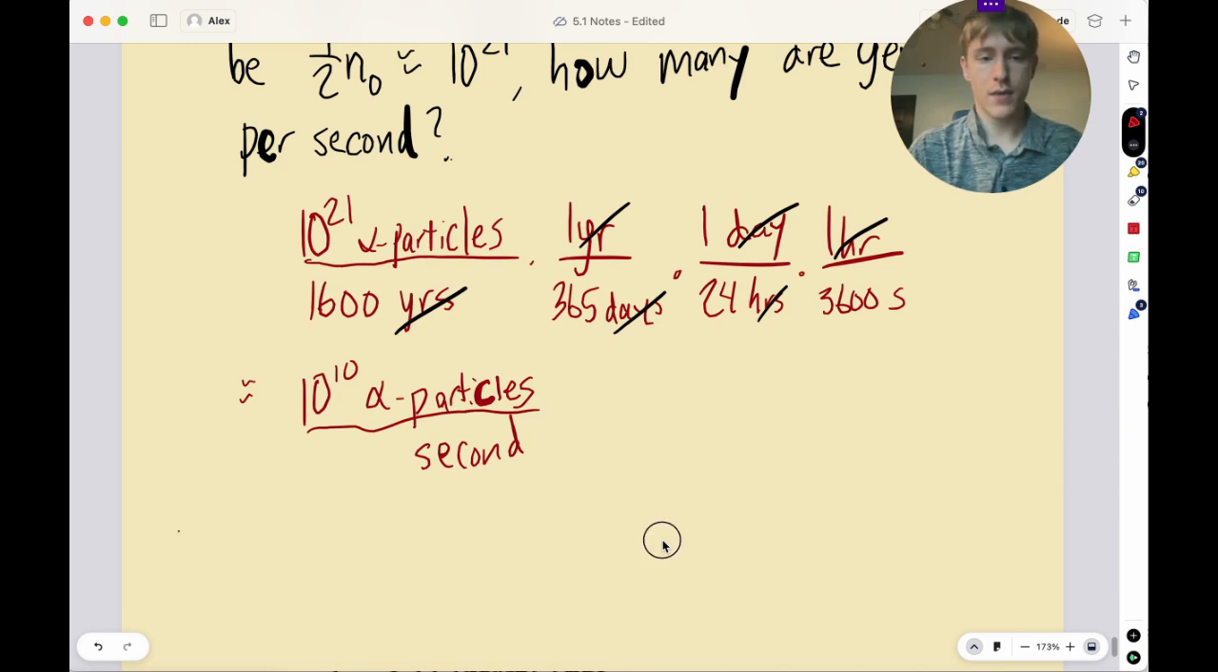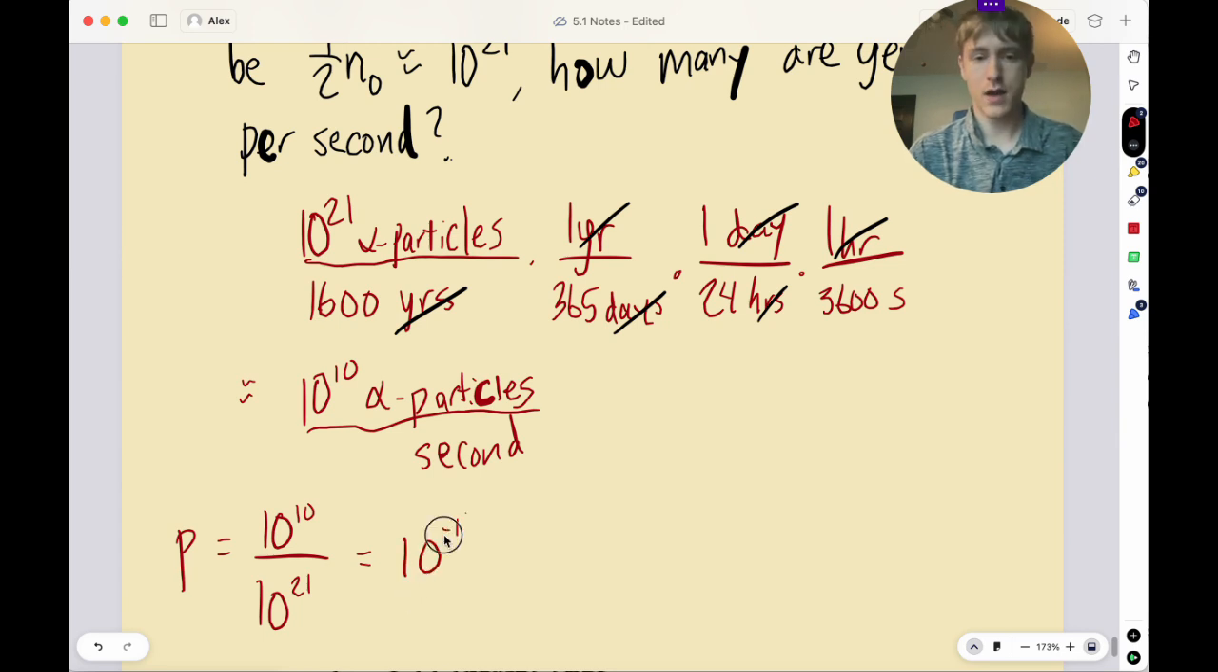So the probability of success is then going to be equal to the total number of alpha particles that decay a second, which is about 10 to the 10, and we're dividing that by the total number of particles, which, remember, we started with 10 to the 21 power. Okay, and that means that on average, you get a probability of success of 10 to the minus 11.